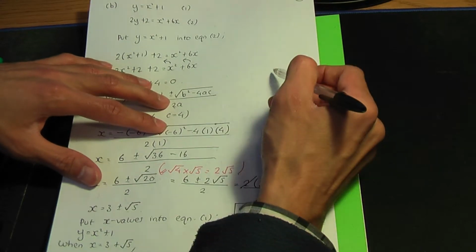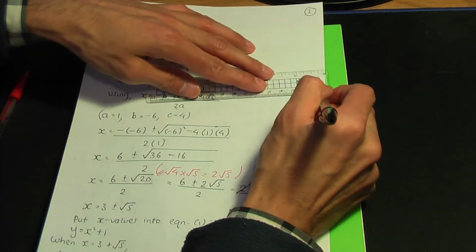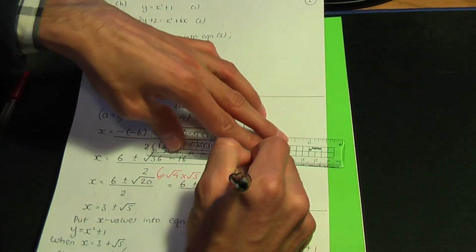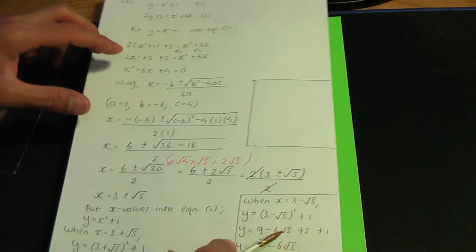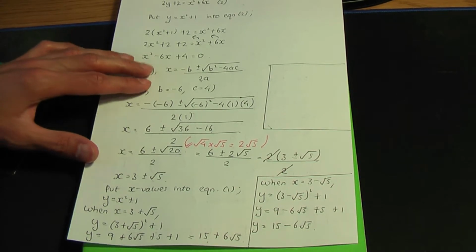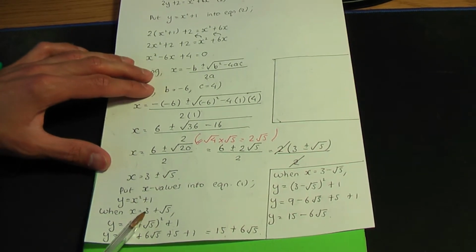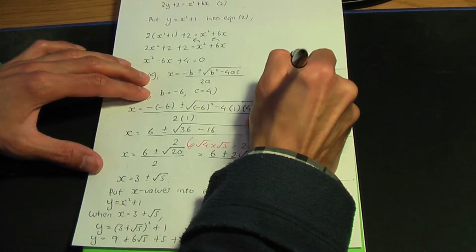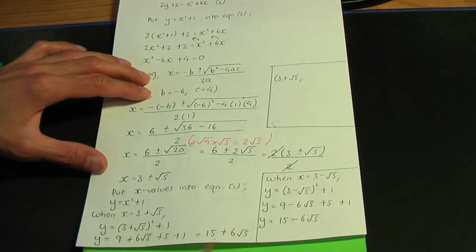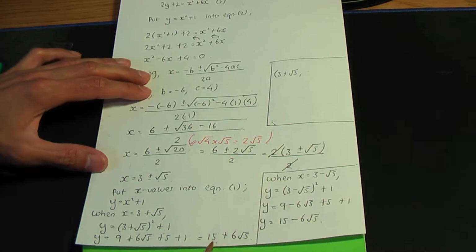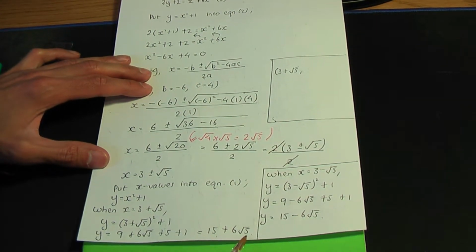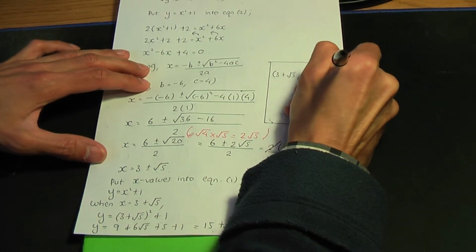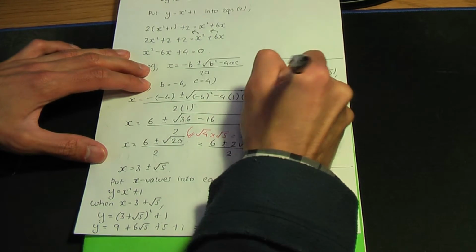So let me continue over here. I have some space here. So I've got two solutions, two values of x and two corresponding y values. The first solution is when x is 3 plus root 5, the corresponding y is 15 plus 6 root 5.